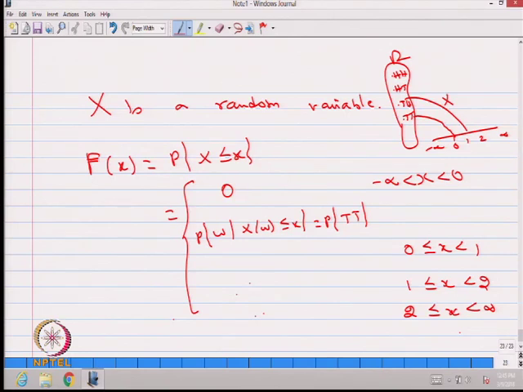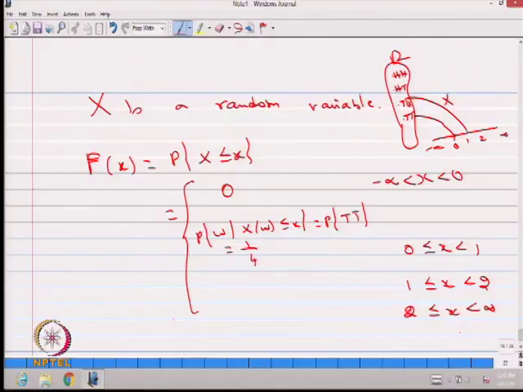Therefore, it is 1 by 2 probability of getting head, 1 by 2 probability of getting tail, and the probability of getting tail in both the tosses is going to be 1 by 2 into 1 by 2. Therefore, it is going to be 1 by 4. The probability of obtaining a tail in one toss is 1 by 2, and the probability of getting another tail is 1 by 2. Therefore, it is a probability of 1 by 4.